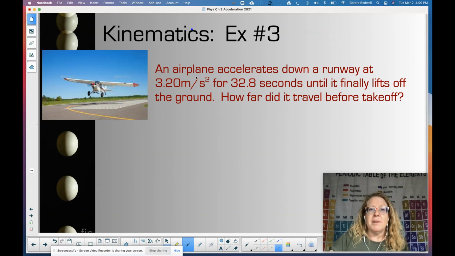All right, we've got an airplane that accelerates down a runway for 32.8 seconds and finally lifts off the ground. How far did it travel? Again, we're trying to find a displacement. So we've got an acceleration.